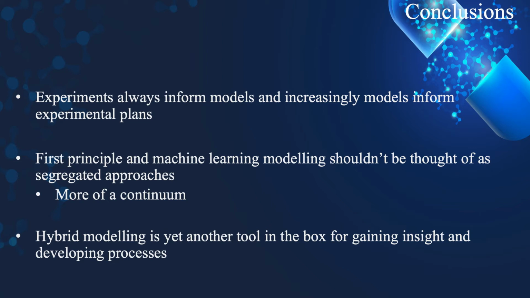So just some points to take away, to reiterate. As you'll see more and more across the day, experiments are always going to inform models. Models aren't perfect out of the box, but more and more we're using models to inform our experimental plans. First principle and machine learning models shouldn't really be thought of as distinct, separate approaches. Think of them as a continuum. You can integrate them, they can talk to each other, and you actually get more benefit from these.